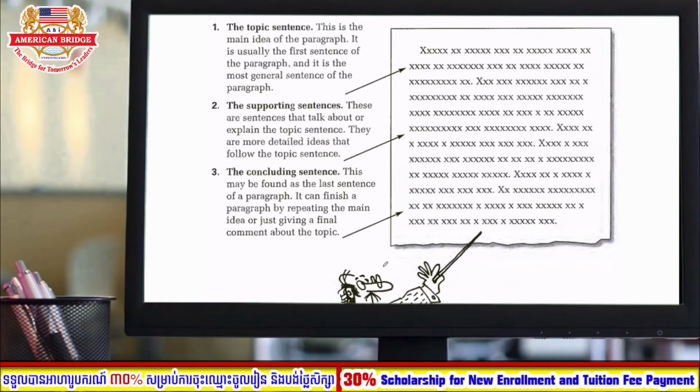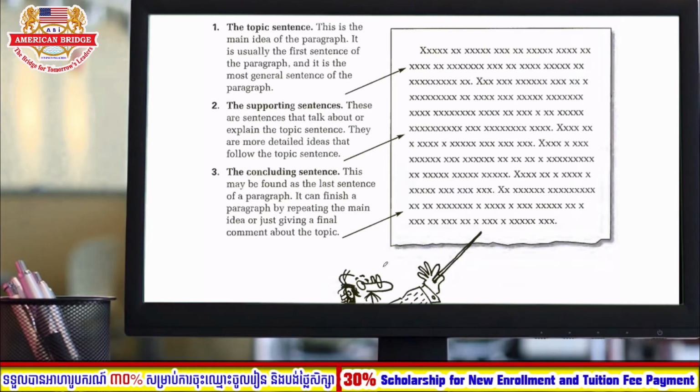We have the topic sentence, we have the supporting sentences, and the concluding sentence. So the topic sentence is the main idea of the paragraph, or some people call it the introduction. It is usually the first sentence of the paragraph, and it is the most general sentence of the paragraph, or in other words, it is the introduction.